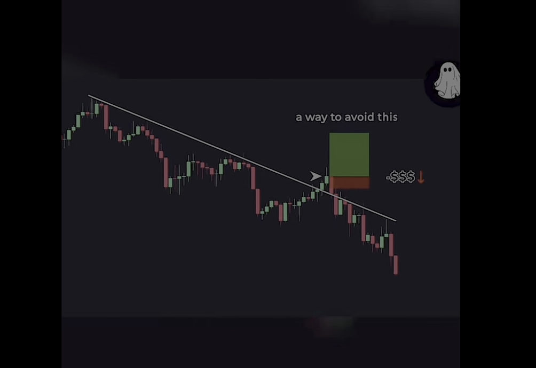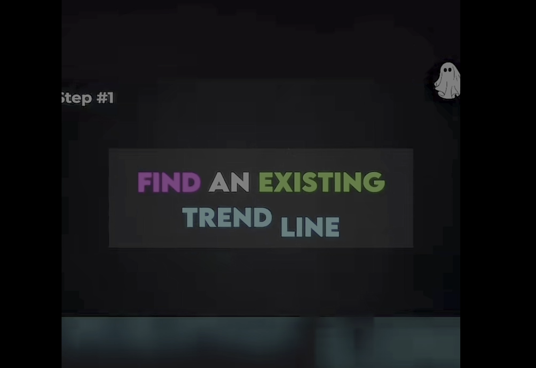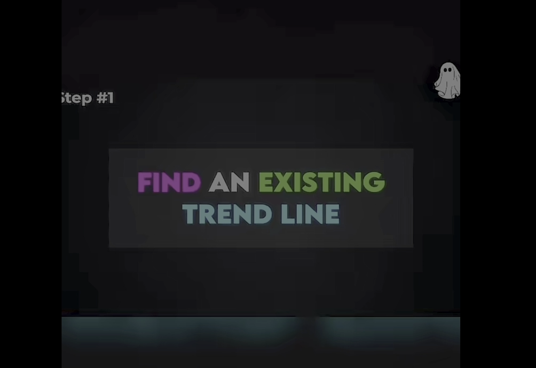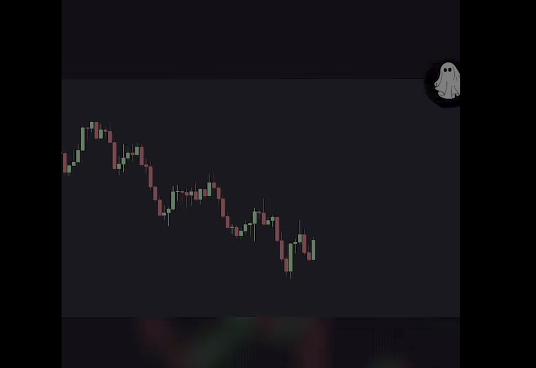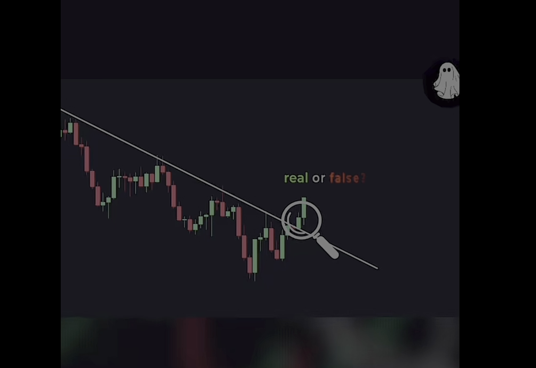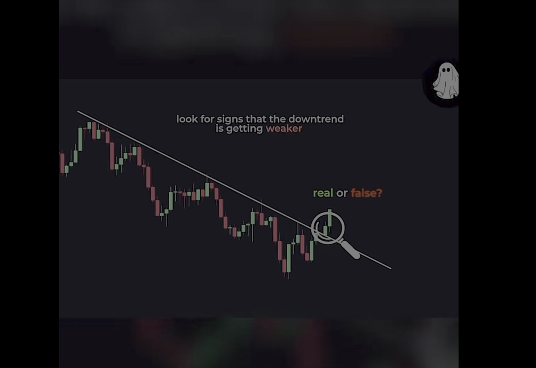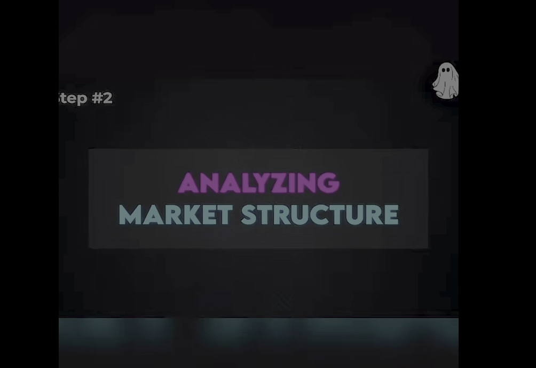Now, there's actually a way to avoid this with the trend line breakout strategy I use. The first step of this strategy is to find an existing trend line. And in this chart, we can see that price is in a downtrend, and we have swing points right here that we can connect to draw a trend line. Next, we wait for price to break the trend line. Now, in order to know whether this breakout is likely a real breakout or a false breakout, we need to look for signs that the downtrend is getting weaker, and the way I do that is by analyzing market structure.